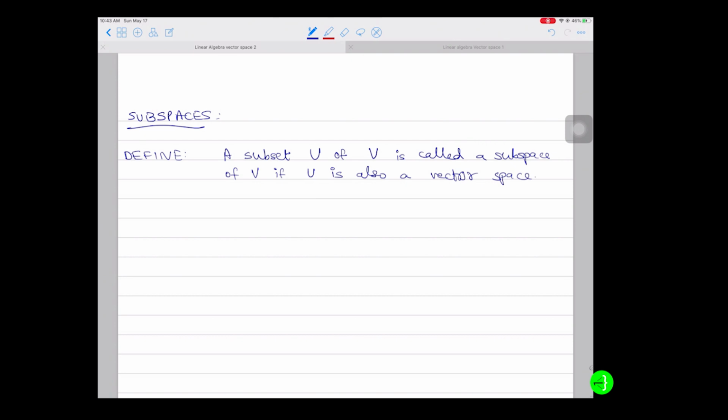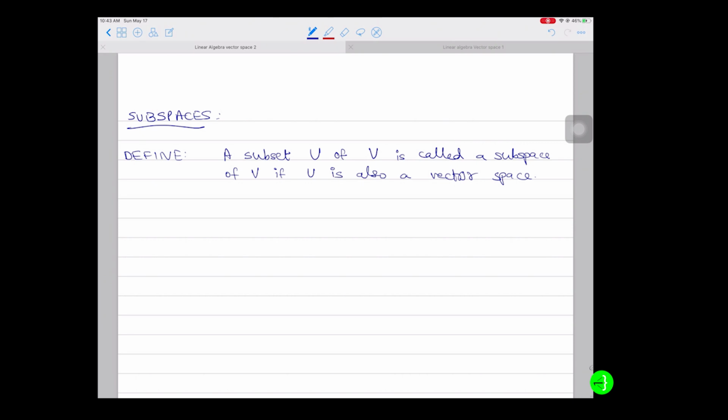It means that if U is a subset of V, and U is closed under finite addition and scalar multiplication, then we can say that it is also a subspace of V.